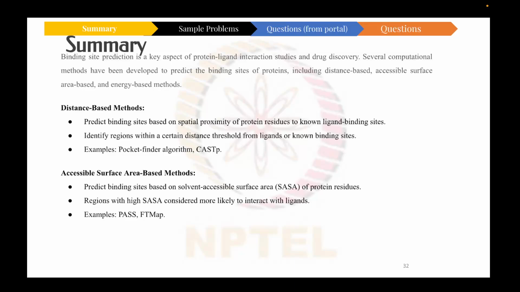So the first method to predict these is binding site prediction, which is a key aspect of characterizing interactions and drug discovery. Several computational methods have been developed to predict the binding sites of proteins, including distance-based, accessible surface area-based and energy-based methods. So distance-based methods predict the binding sites based on the spatial proximity of protein residues to a known ligand binding site or ligand molecules. They identify the regions on the protein surface that are within a certain distance threshold from ligands as binding sites.